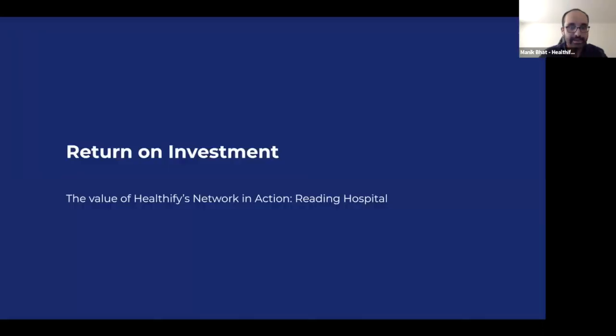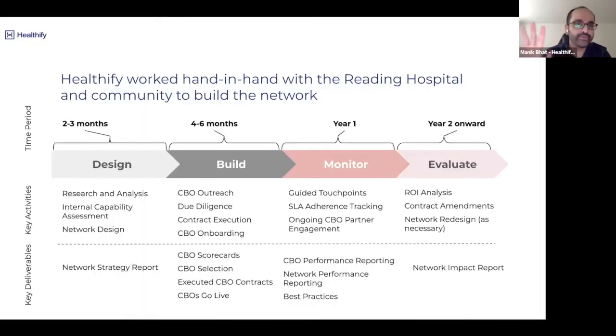And to show an example of that, here's one of our ROI studies out at Reading. Here's a high-level view of the implementation. Happy to take a deep dive here, but at a high level, in the first couple of months, we were building the strategy of the network. Next couple of months, we executed the contracts with community partners, built the scorecards, evaluated the performance of these community partners, and developed a network impact report.